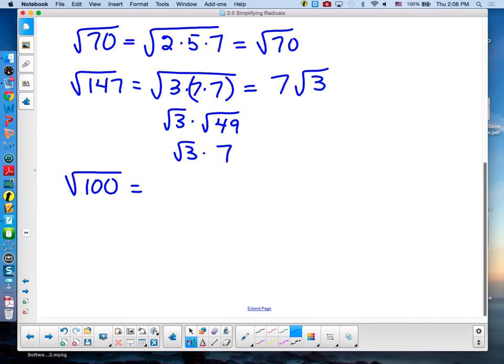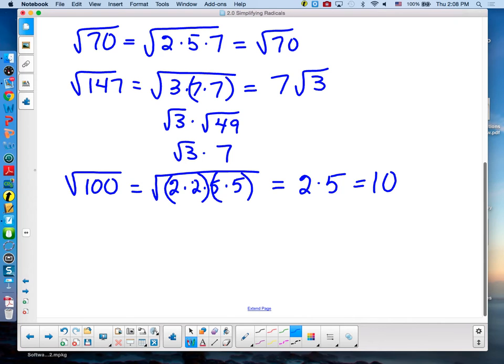Okay, we would go with square root of 2 times 2 times 5 times 5. If we were using our current method, we're going to pair up a 2. So what comes out? 2. And there's a 5, so there's another thing that comes out. We don't have anything left for the square root. 2 times 5, 10. So the square root of 100 is 10. Our method made sense.